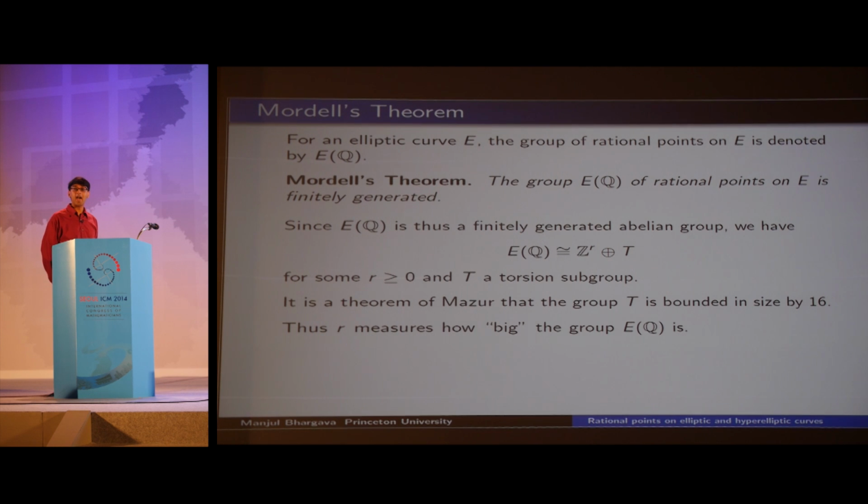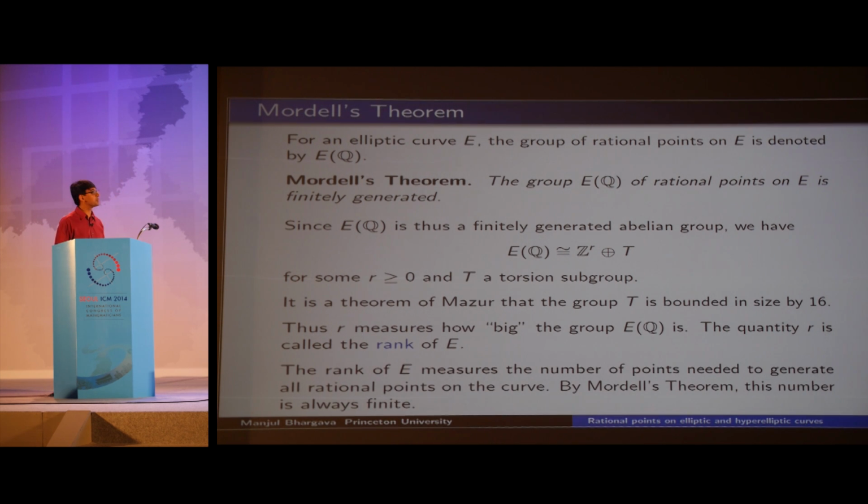And r measures basically how big this group E of Q is, right? If r equals 0, what does that mean? That means that the group of rational points is finite. In other words, the elliptic curve has only finitely many solutions. Whereas if r is at least 1, then there are infinitely many rational solutions. And r measures how infinite that set of rational solutions is, right? The bigger r is, the more infinite it is. So this fundamental quantity r is called the rank of E. It measures how big the group of rational points is.